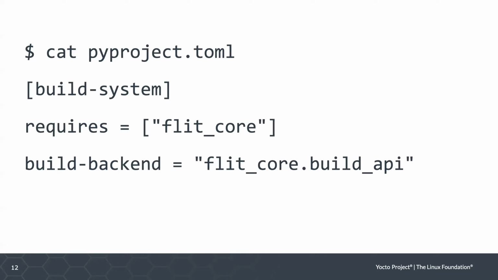The build API is based around a pyproject.toml file. TOML files look very much like an old ini file, but for some reason you need a new parser. This can contain a build system section, and that should tell you which package is required to do the build and what class implements the build backend API. In this case, flit-core is the package, and to do the build, you just call the flit_core build API.